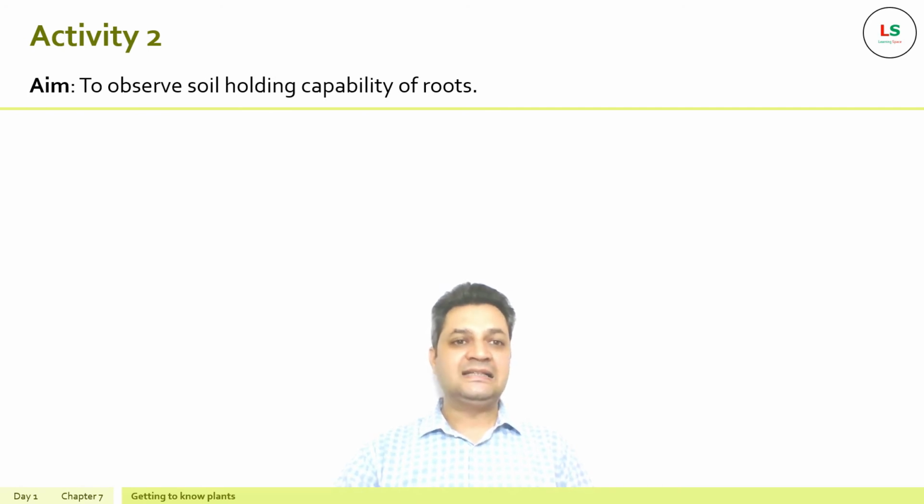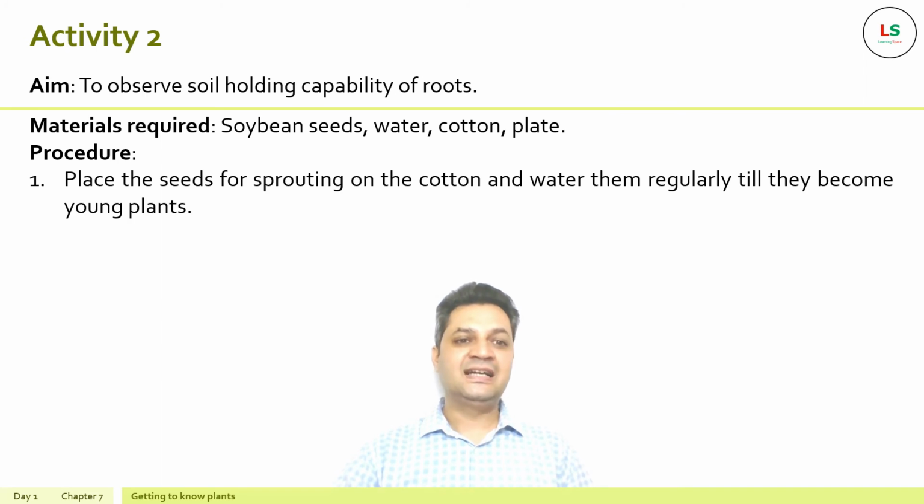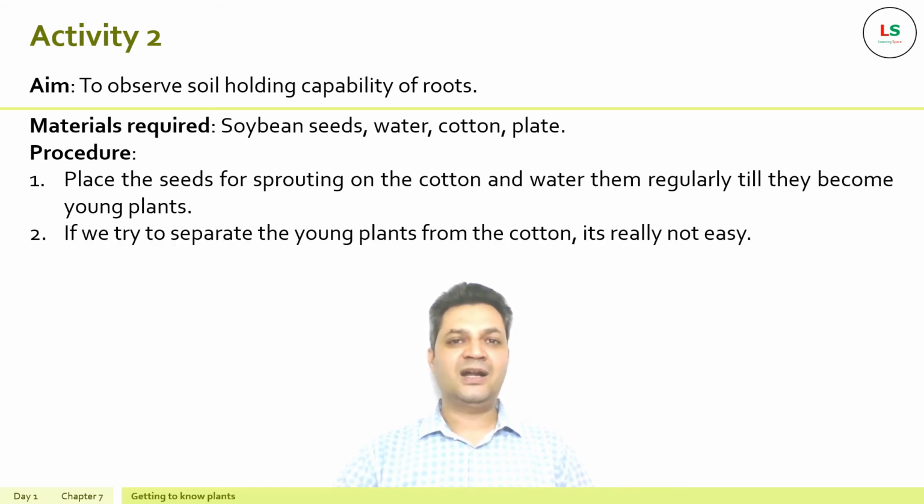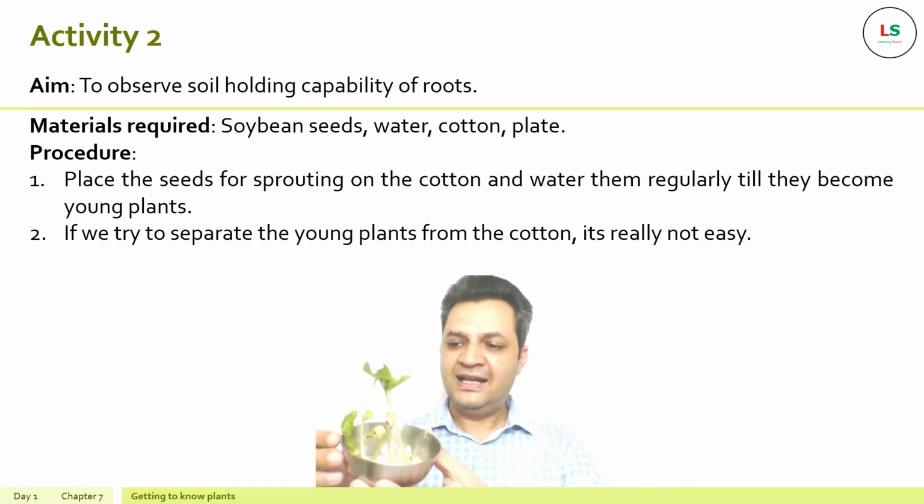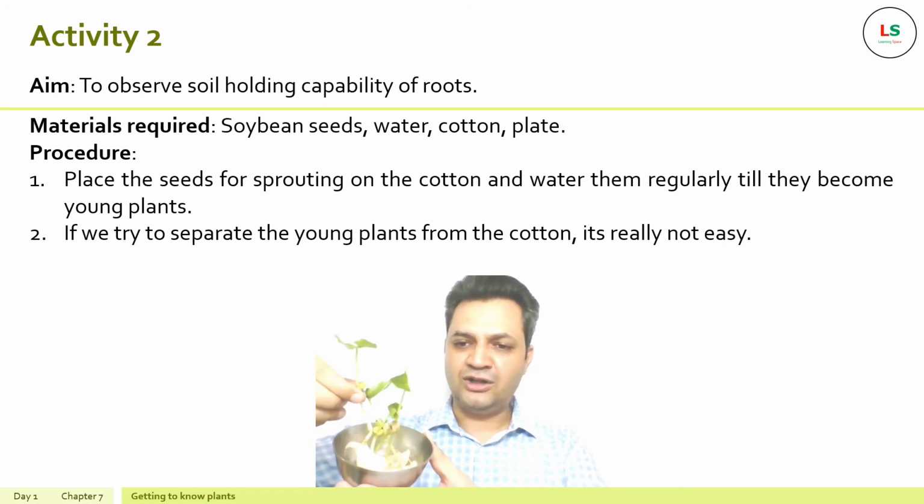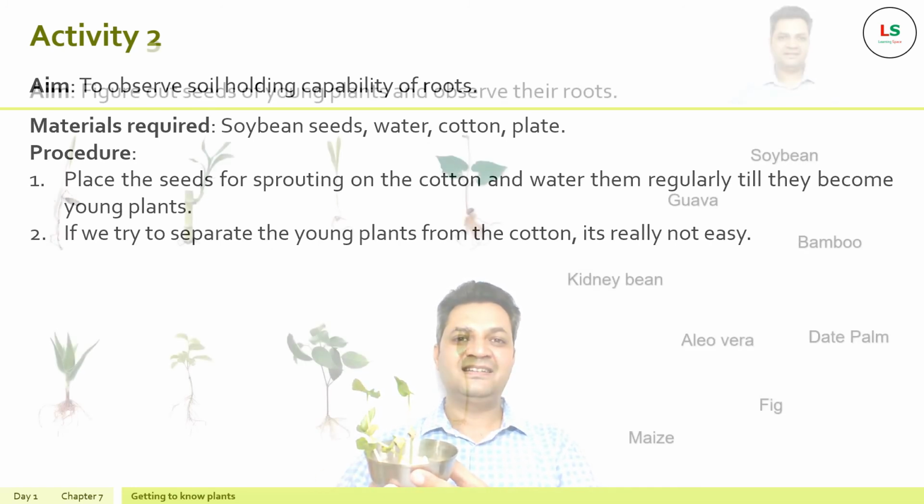Activity number 2. The aim is to observe soil holding capability of roots, and the materials required are soybean seeds, water, cotton and plate. Procedure. Place the seeds for sprouting on the cotton and water them regularly till they become young plants. If we try to separate young plants from the cotton, it's really not easy. Let's see this. So here we have young plants, and if we try to pull them out of the cotton, it's really not easy. In a similar way, roots hold the soil and they don't let it go off easily.